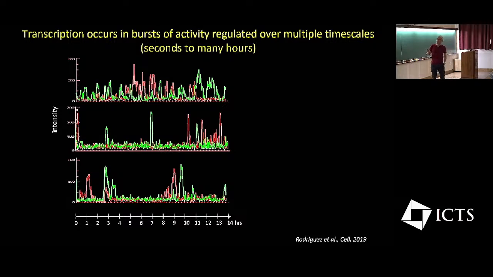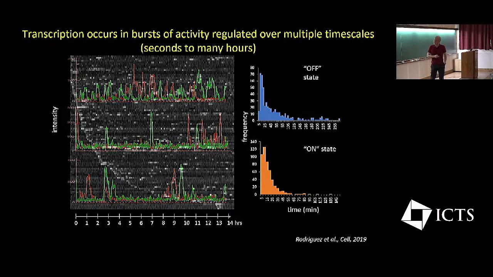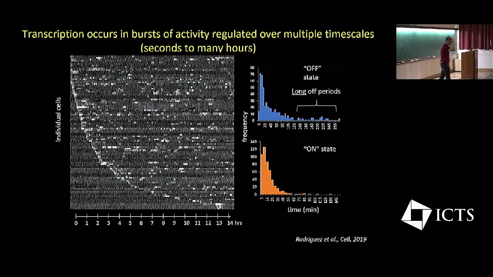Here's another view of that same data. This is intensity on the y-axis, time on the x-axis. This would be a single nucleus. You see the red allele bursting and also the green allele. You see instances where the red allele turns on and then is off for 12 hours. Meanwhile, the green allele continues to transcribe, et cetera. I'm going briefly through this data because it's published. But the point is that these very long off periods, which you can see here in this probability distribution, are really what drive heterogeneity at the single cell level. Sometimes these alleles just stochastically switch off for long periods of time.